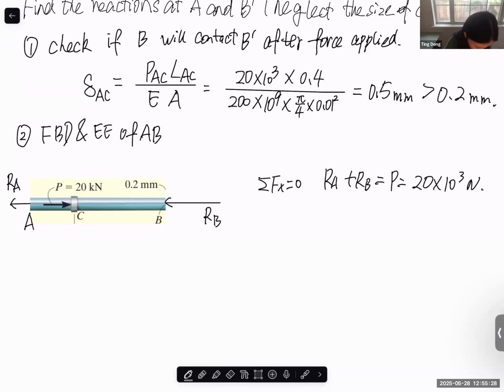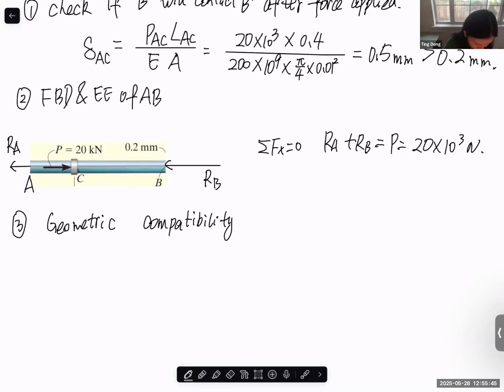So geometric compatibility. Specifically for this problem, it means that the elongation in the AC section plus the elongation in the CB section should be the length of the gap.